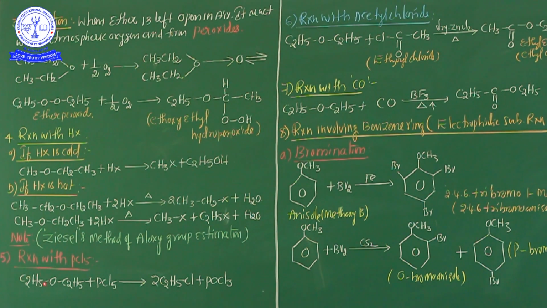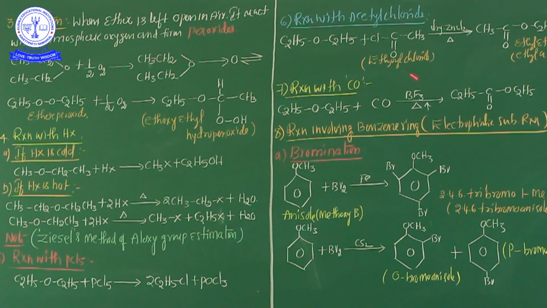After that, reactions with PCl5, phosphorus pentachloride. See here, C2H5OC2H5, diethyl ether, treated with phosphorus pentachloride gives ethyl chloride and additionally POCl3. These are the reactions with PCl5.